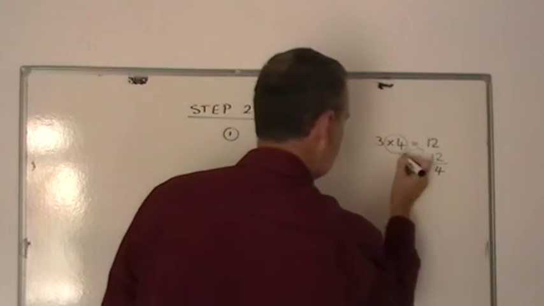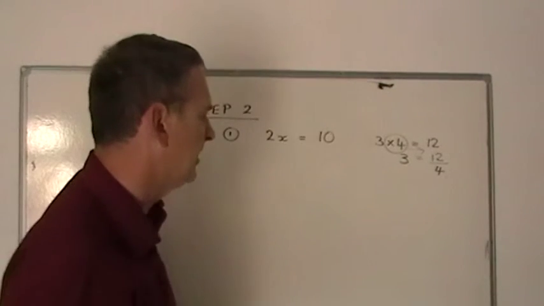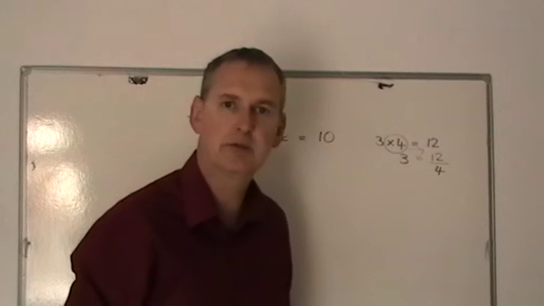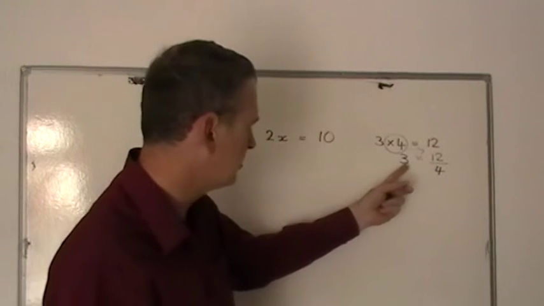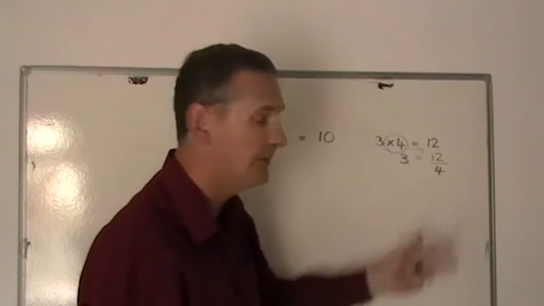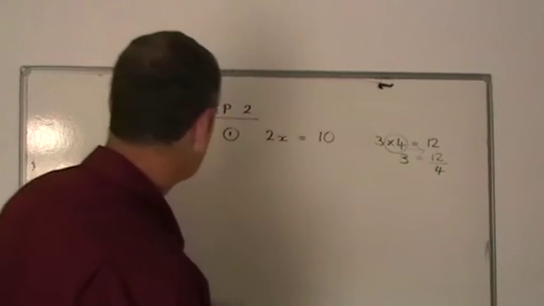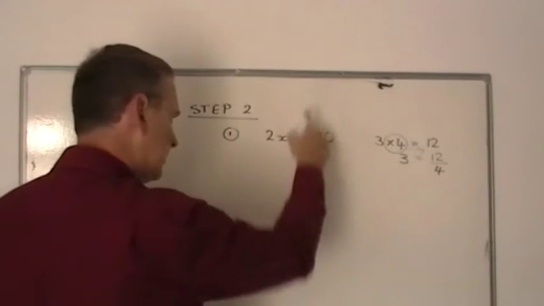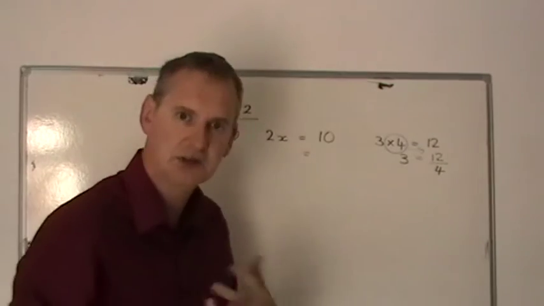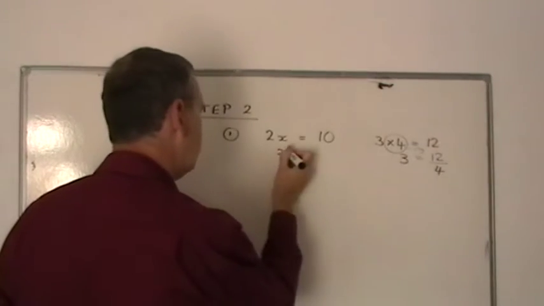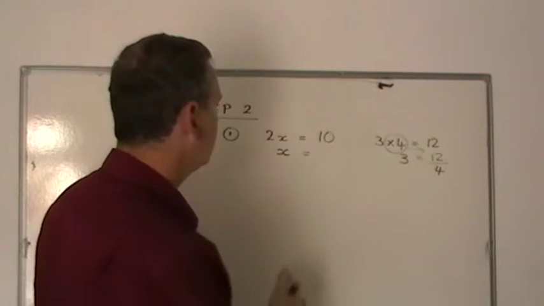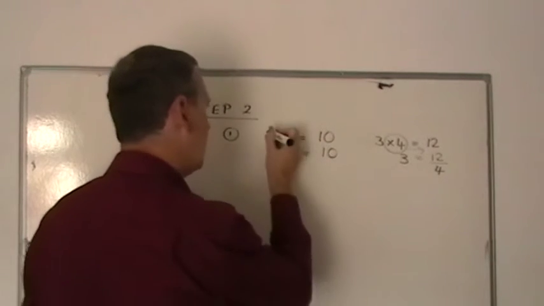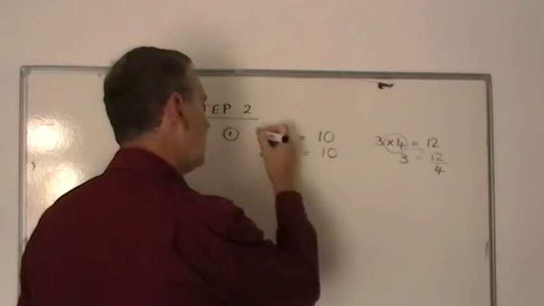The 3 hasn't gone anywhere, so that stays on the left hand side. So the times 4 has gone over, becomes a share 4. That's also a true statement: 3 equals 12 share by 4. Yes, that's true. So in the same way, what I'm going to do is the following. I've got x's on the left hand side of the equal sign, so I want to leave the x on the left. So I'm going to leave the 10 where it is on the right, and I'm going to take that 2 to the other side.